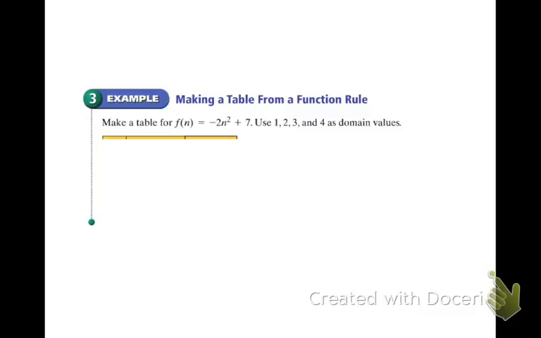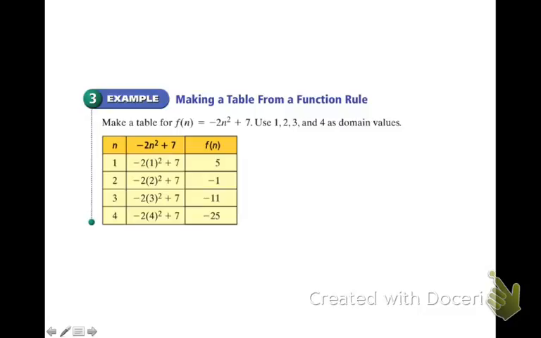Okay, so let's look at example 3. So we'll be making a table from a function rule. So make a table for f of n is equal to -2n squared plus 7. Let's use 1, 2, 3, and 4 as the domain values. So this is like a function machine, right? We'll make a table, we'll have our input, which is our n value in this case, we will apply the rule and we will get the output or the range.